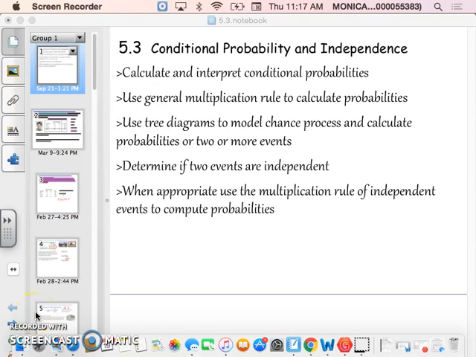Hey, so this is going to be the last section of probability, and we're going to talk about conditional probability and independence today. You can see these are the 5 topics that we're going to cover. We're going to discuss what conditional probabilities are, how we can use the general multiplication rule to calculate probability, how we can use tree diagrams to model probability rather than just to model outcomes. How do we determine if 2 events are independent of each other? And when is it appropriate to use the multiplication rule of independent events?